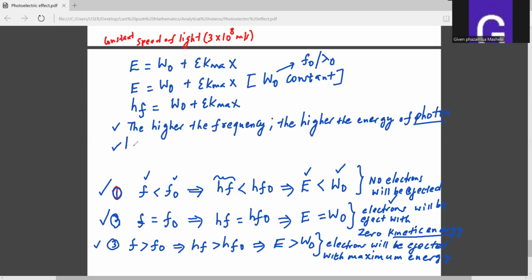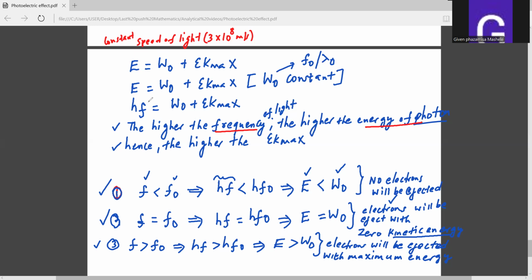And hence the higher the kinetic maximum. And this is very important, guys. Let me try to underline this. It means if we increase the frequency of light, the higher the frequency of light... Remember, I said if you want to increase the energy of the photon, you need to increase the frequency of light. So the higher the frequency of light, the higher the energy of the photon.